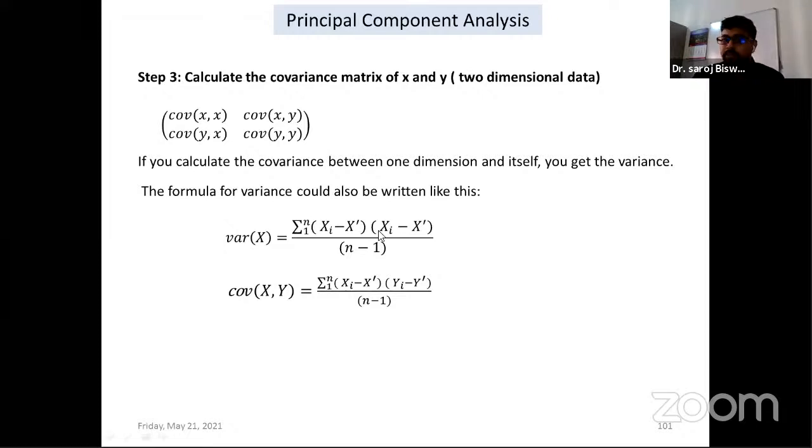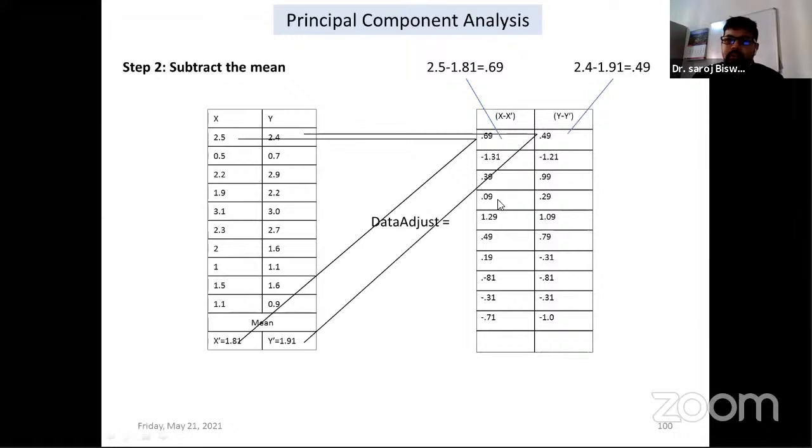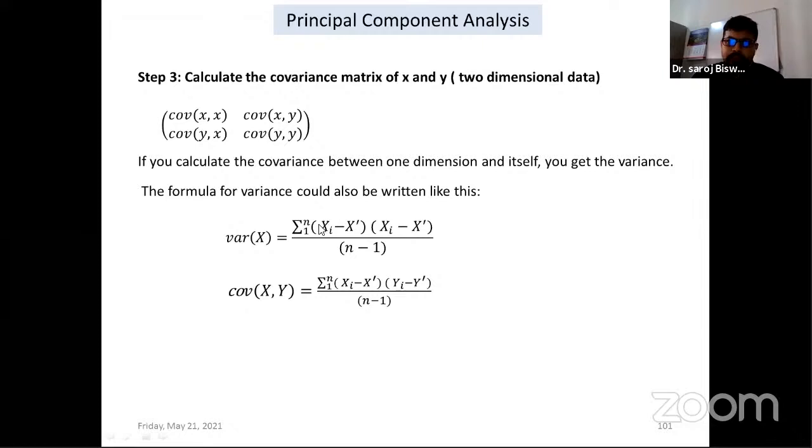So if you consider the value of n in our case, how much? 1, 2, 3, 4, 5, 6, 7, 8, 9, 10. So in our case, the value of n is 10, and the value of n minus 1 is 9. So similarly, we can do here.